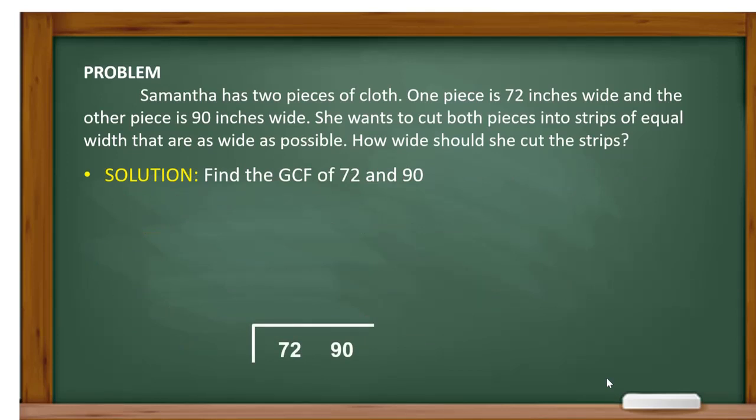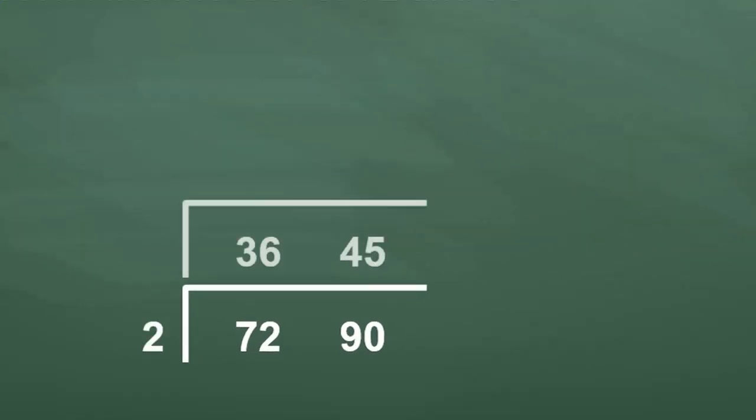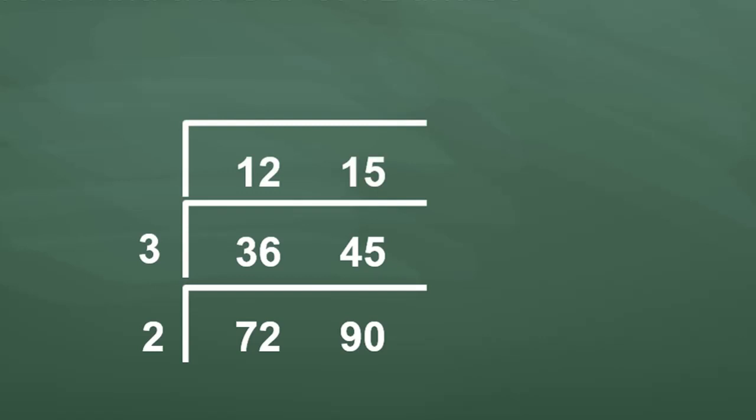We think of a factor that can be divided to both 72 and 90. 2. 72 divided by 2 is equals to 36, and 90 divided by 2 is equals to 45. Think of a factor that can be divided by both 36 and 45. Correct, it is 3. 36 divided by 3 is equals to 12, and 45 divided by 3 is equals to 15.